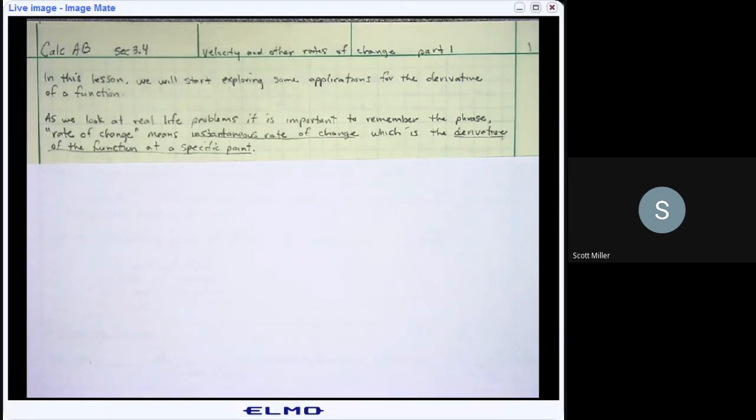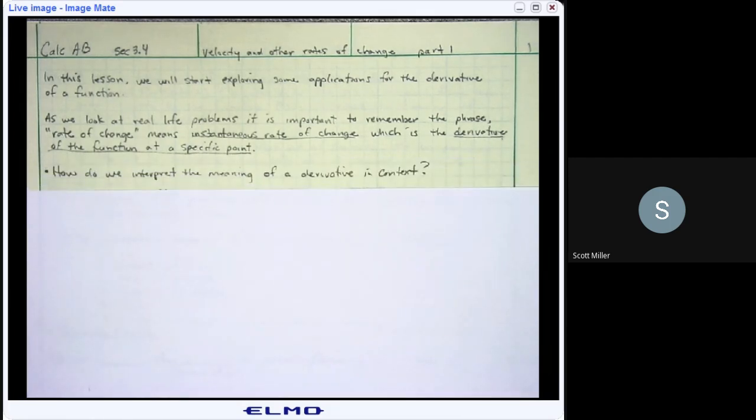Okay, so in this lesson, we're going to be looking at velocity and some other rates of change. This is the first part. In this lesson, we're going to start exploring some applications for the derivative of a function. As we look at real-life problems, it's important to remember the phrase rate of change means the instantaneous rate of change, which is the derivative of a function at a specific point. Okay?